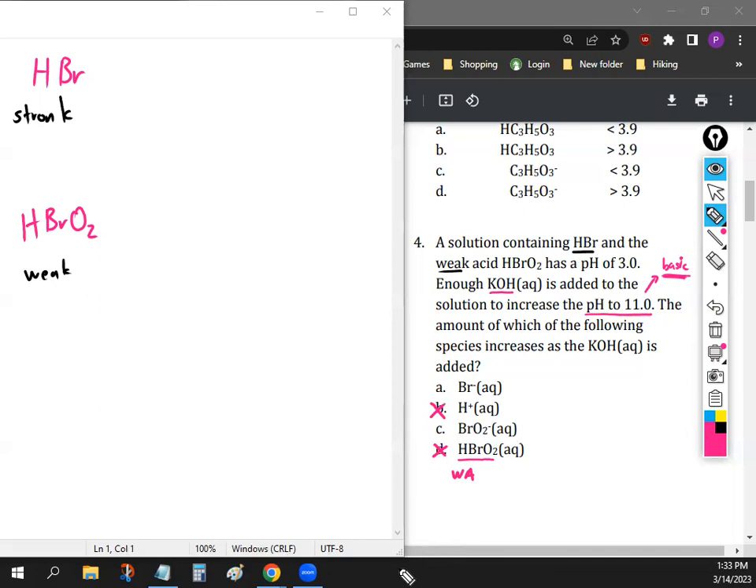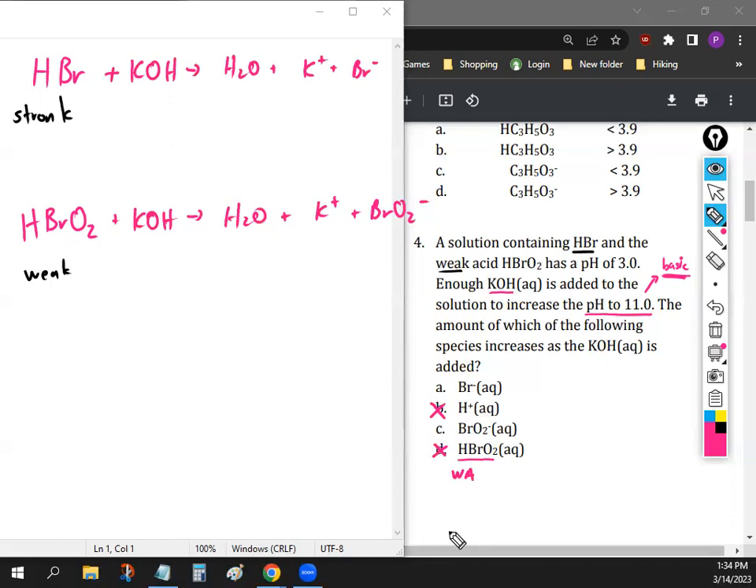And this one you might be like, oh, which one is it going to be? Because if you add KOH to this, it's going to produce water, and it's going to produce K+ and Br-, right? That's the thought process. And this one right here, if you add KOH, it's going to produce H2O, and it's going to produce K+ and BrO2-, right?